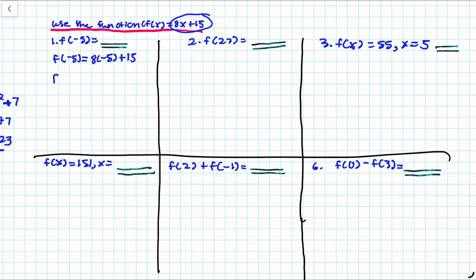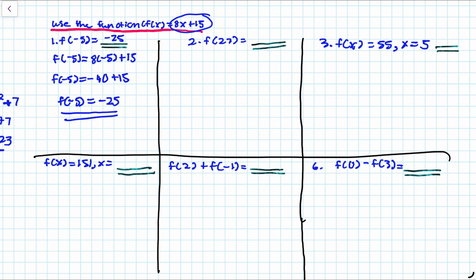Okay, f of -5 equals -40, since 8 times -5 is -40, and you bring down 15 right over there. Then your final answer would be -25, and this is the answer for this equation. Now let's move on to the second equation.